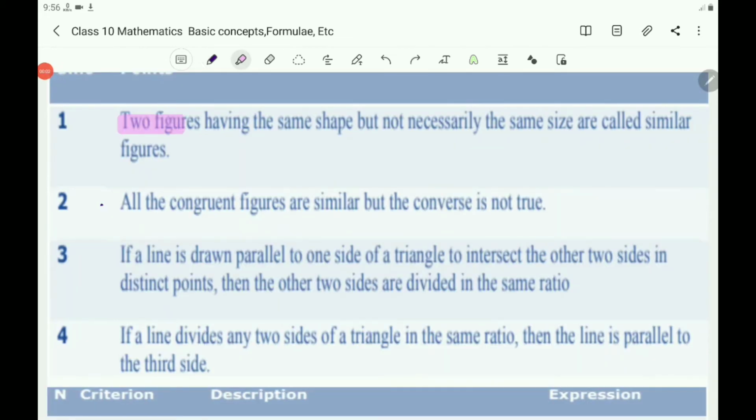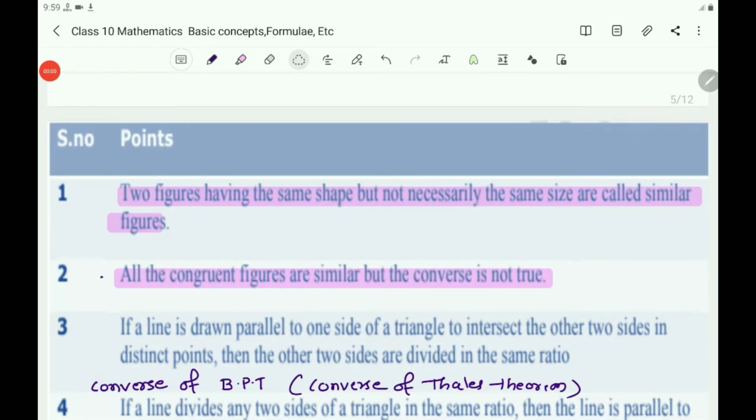Therefore, you note down: two figures having the same shape but not necessarily the same size are called similar figures. All the congruent figures are similar, but the converse is not true. Similar figures may be congruent or may not be congruent, but the congruent figures are always similar.